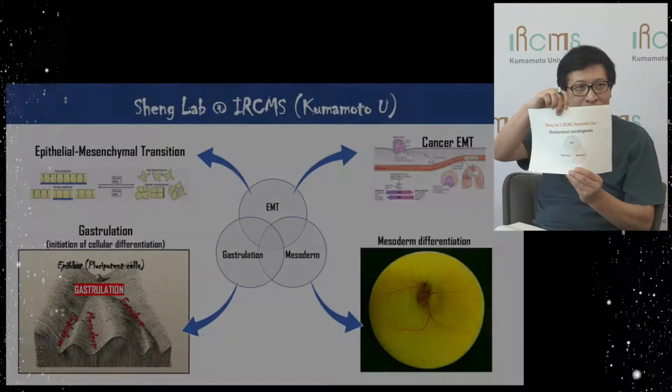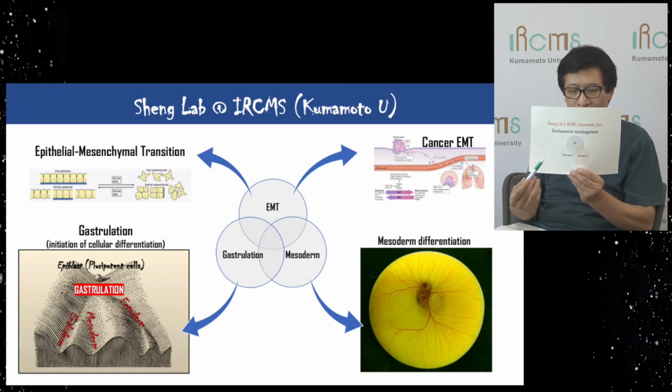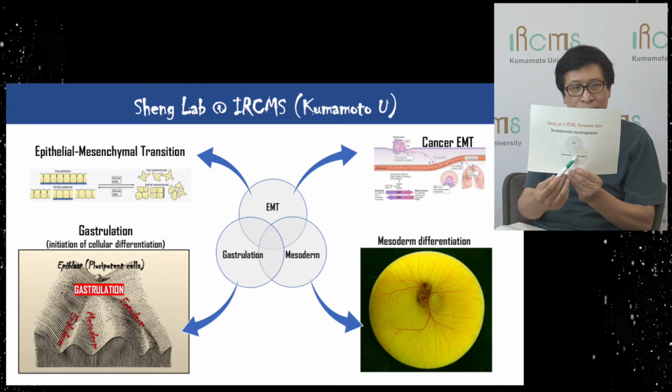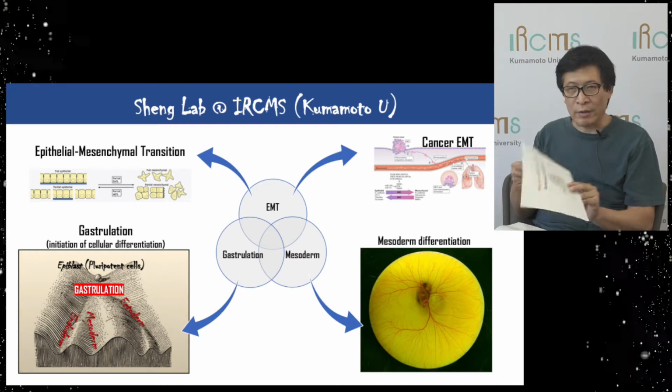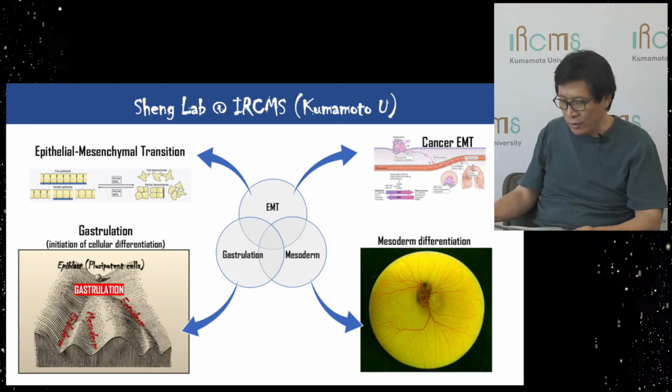I work at IRCMS. Our lab is mainly interested in something called developmental morphogenesis, and we use the context of three biological systems to study developmental morphogenesis. The contexts we study are EMT, gastrulation, and mesoderm formation. I will briefly explain why we are interested in these things.